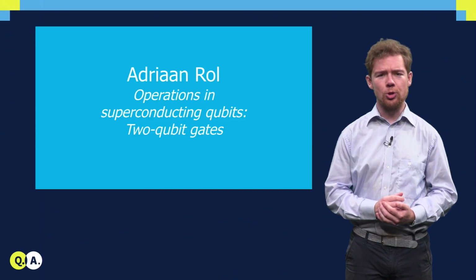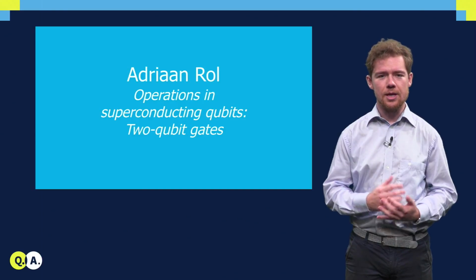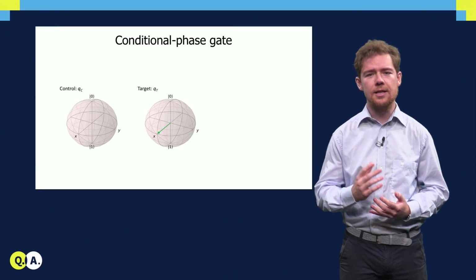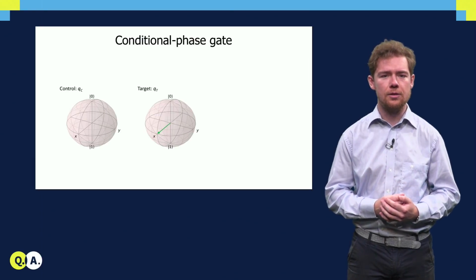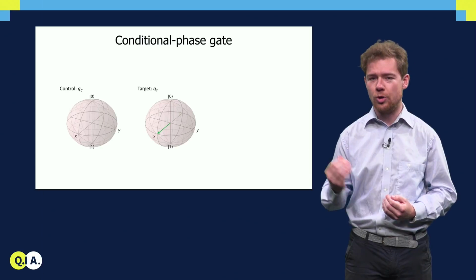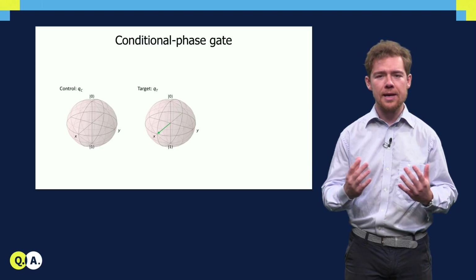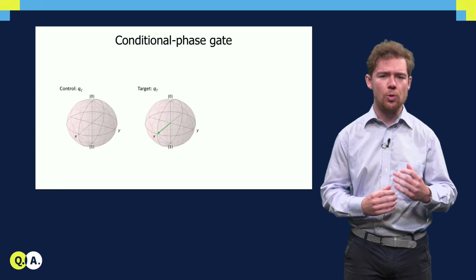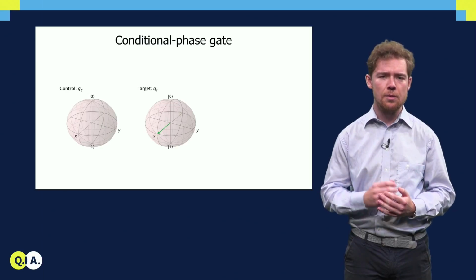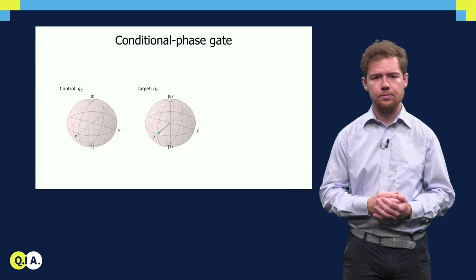Interactions between qubits are controlled using 2-qubit gates. In transmon qubits, the 2-qubit gate that is used to form a universal gate set is the conditional phase gate, also known as the C-phase or CZ gate. Applying a conditional phase gate to 2 qubits causes the target qubit to acquire a phase based on the state of the control qubit.